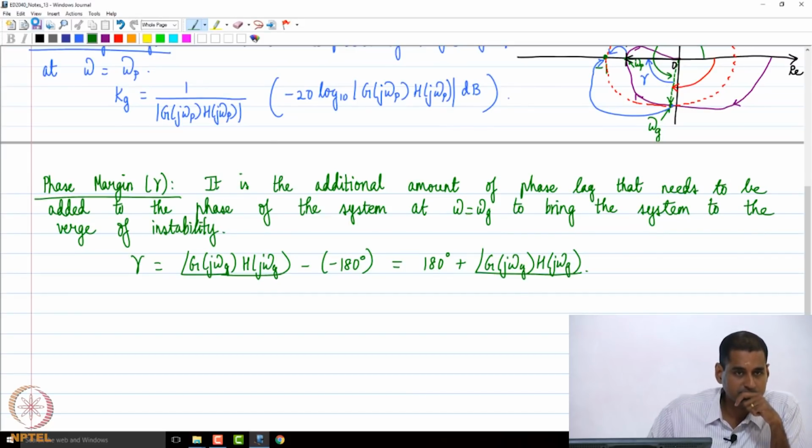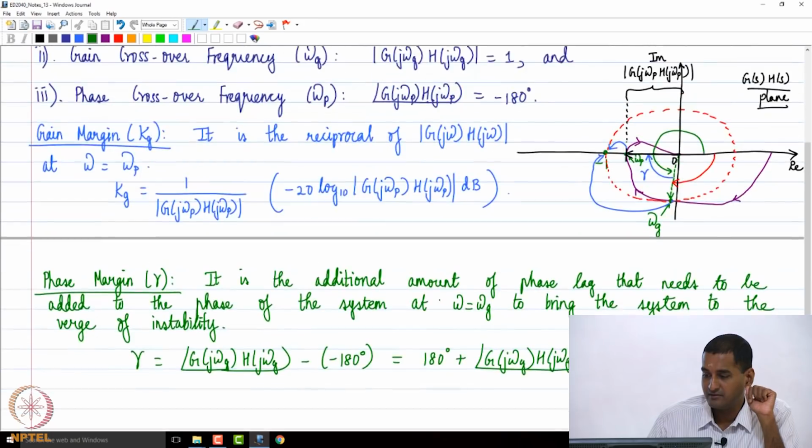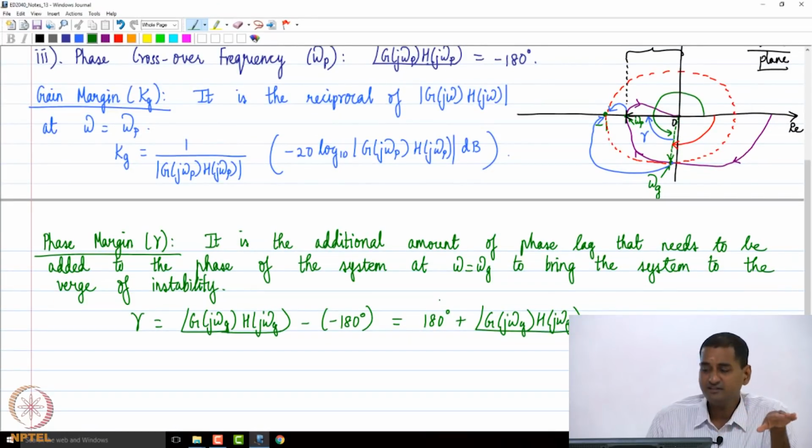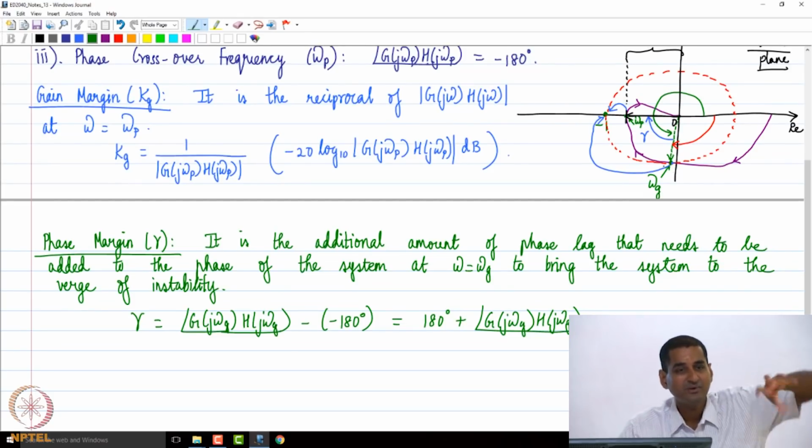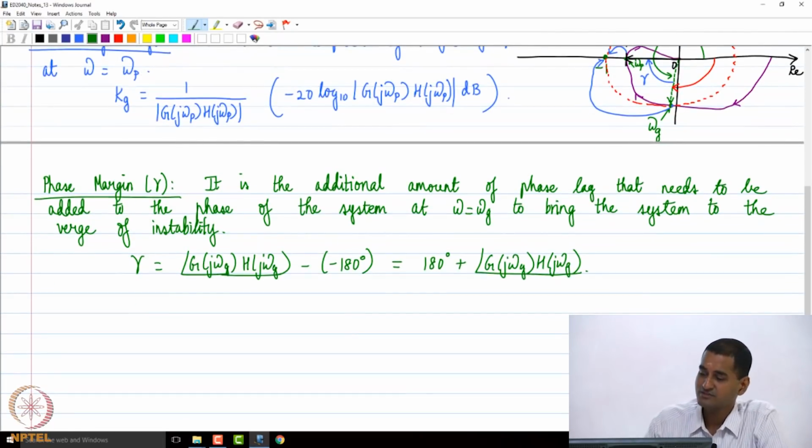Gain margin, yeah. What you need to do is, at the phase crossover frequency, push the curve so that it goes and sits at the minus 1 point. So the question is how much should you scale it by? You should scale it by the reciprocal of the magnitude at that particular frequency, the phase crossover frequency. Here you are scaling, whereas there you are essentially rotating. So that is what we are doing.